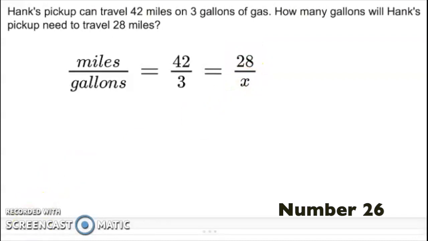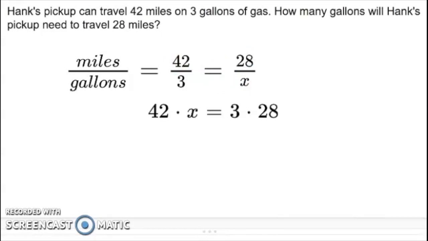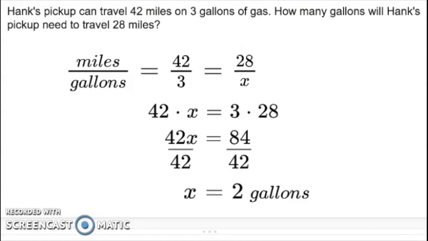Now we cross multiply. So we have 42 times x equals 3 times 28. So 3 times 28 is 84, equaling 42x. Divide both sides by 42, and we get x equals 2 gallons. So that's how many gallons Hank will need to travel 28 miles. And that's the answer.